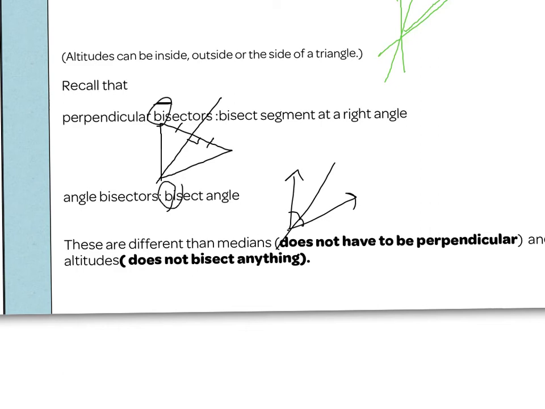All right. So these are different than medians though, right? Because medians don't have to be perpendicular. I never said it had to be perpendicular. And altitudes don't bisect anything. They're just altitudes. We just looked at them. We didn't put any congruent marks. We just put in right angles.